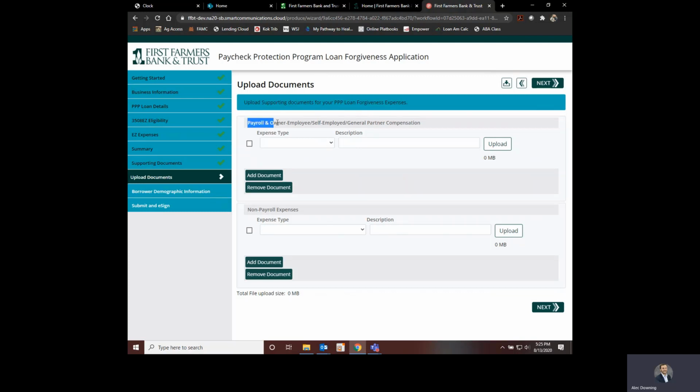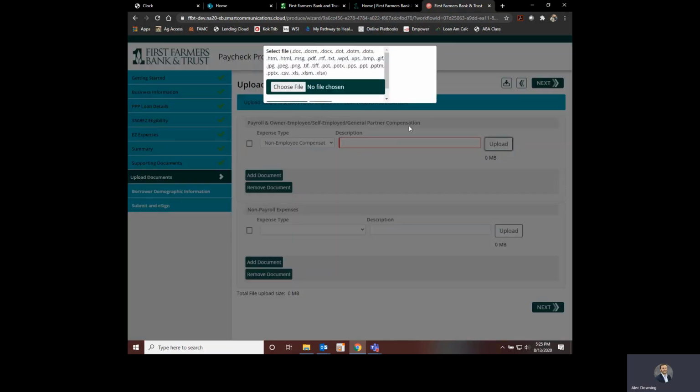So for this top part here, payroll and owner employee self-employed general partner compensation. So here we go. We're going to go with employee payroll. Well, no, this will be non-employee compensation, I guess, because it'll be owner compensation. We'll go to upload here.